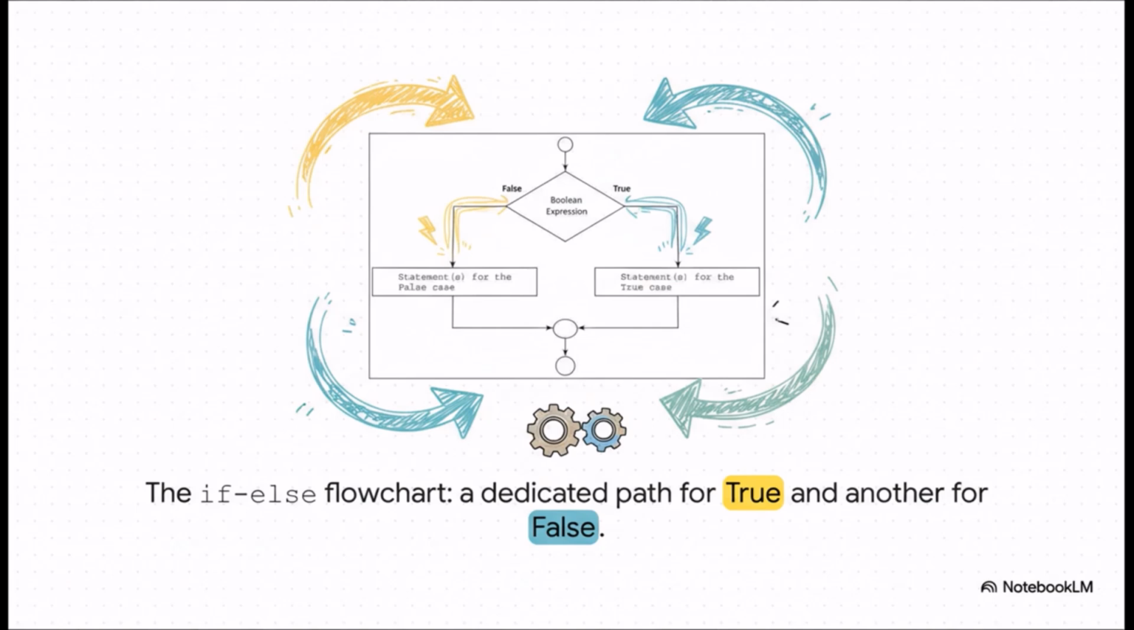See how after that decision diamond, the path splits into two distinct branches? There are no more bypasses. You've got one path for true and a completely separate one for false. Your program is now guaranteed to follow one of these two paths before they eventually meet up again.